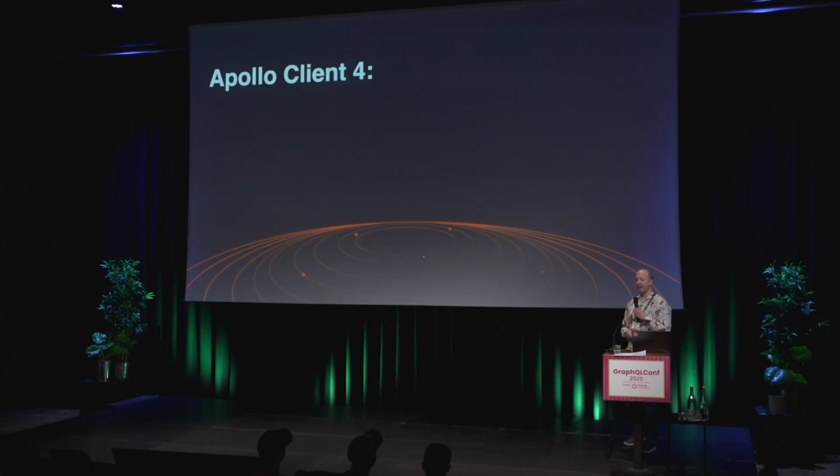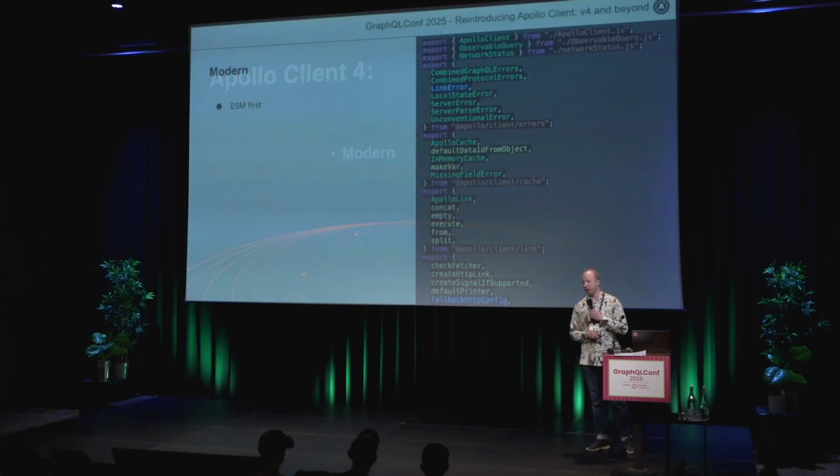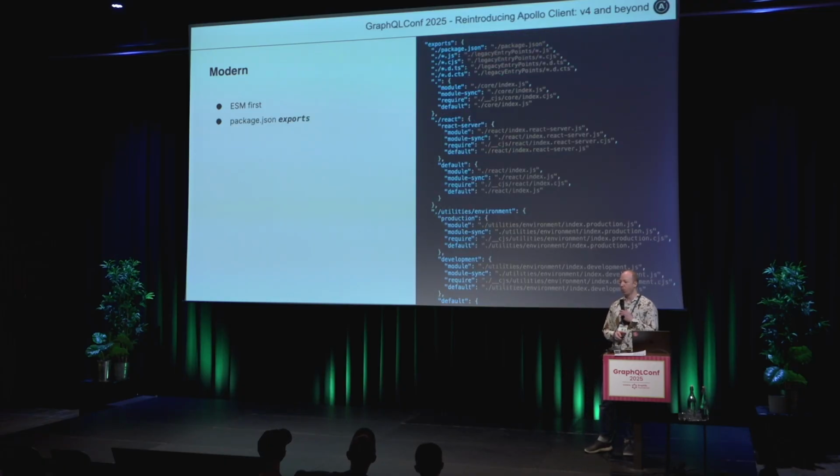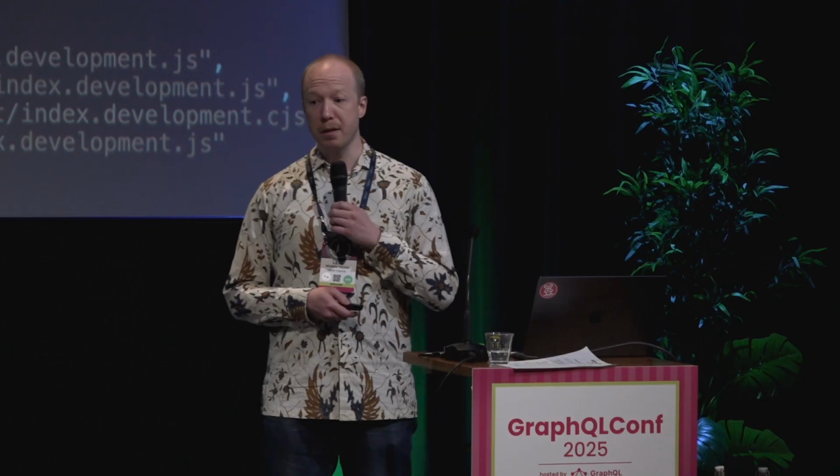The next thing that I highlight is that we get more modern. That starts with the fact that we are now ESM first. We are not ESM only because there's a lot of legacy applications out there, but the focus is definitely on our ESM bundles. We have added a package JSON exports field. We had ESM before, but you couldn't really use it without that exports field because most modern bundlers wanted you to have that.